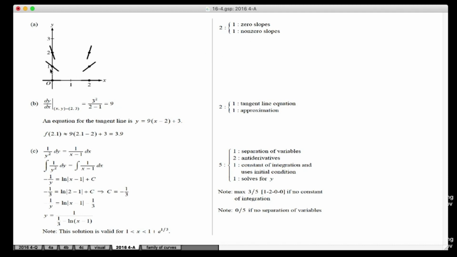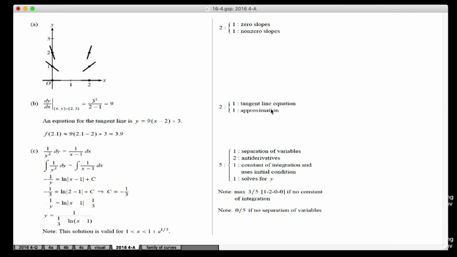So you had to make sure these were negative, and I would make sure if they're a high value, they're steeper. And these are the positive slopes, and if it's a higher value, it's steeper. Okay, so there's 2 points there. And again, this is really pretty easy to do. You don't want to lose those 2 points.